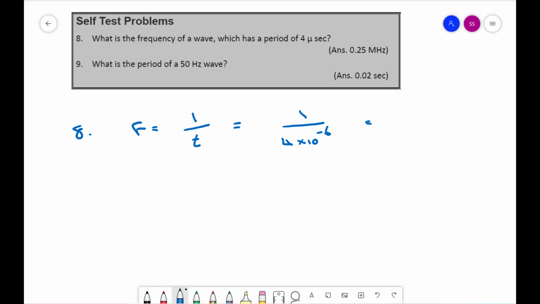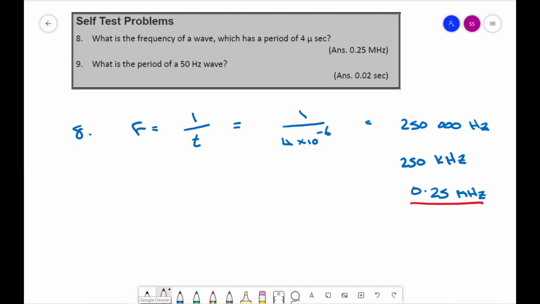Because don't forget micro, which is that symbol mu in the lowercase Greek letter, that is 10 to the minus 6 as an exponential. So on our calculator, 1 divided by 4 exponential minus 6 gives me a very big number, and this is 250,000 hertz. However, in the question, they don't want it expressed in hertz, they want it expressed in megahertz. So I'm going to press my engineering button, which gives it to me as 250 kilohertz, and then I can press the engineering button again, and that will now give it to me in megahertz. And in megahertz, it is 0.25 megahertz.